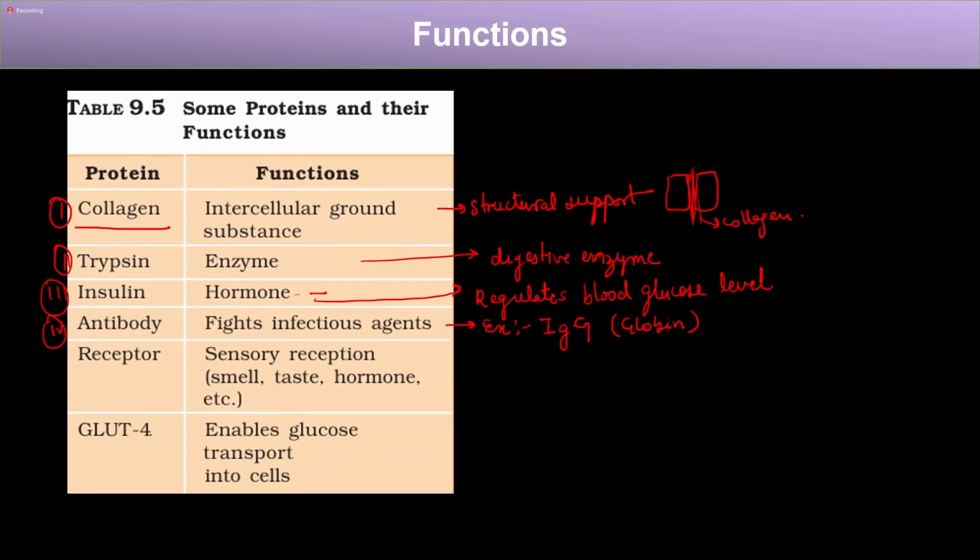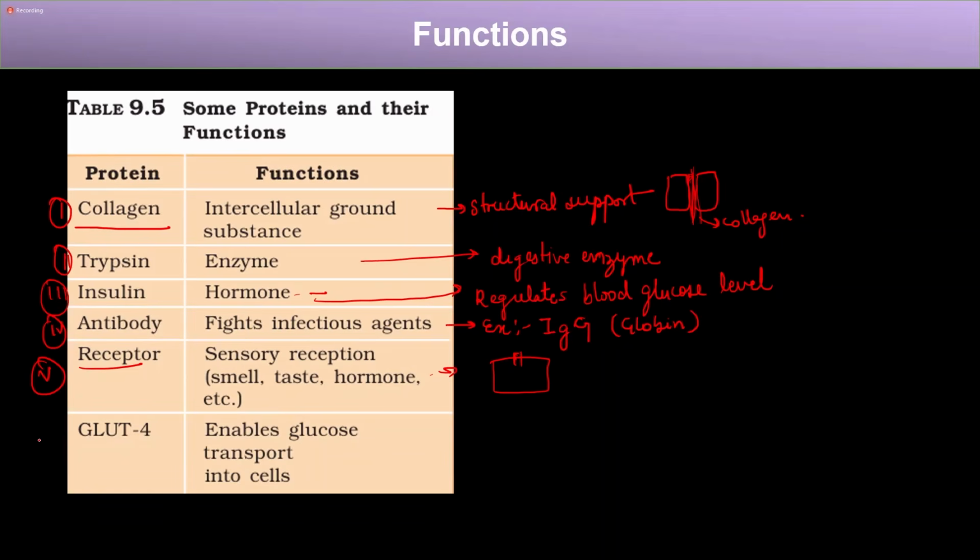Now the fifth is receptors. So what are receptors? Suppose this is a cell. On the cell membrane, certain protein molecules are present to which certain molecules bind, and that leads to a reaction inside the cell. That thing we'll see later. But for now, just remember that these are molecules present on the cell membrane or nuclear membrane, and in some cases they are also present in the cytoplasm.